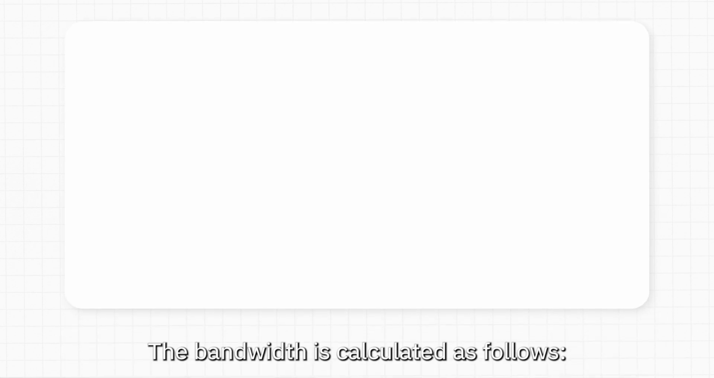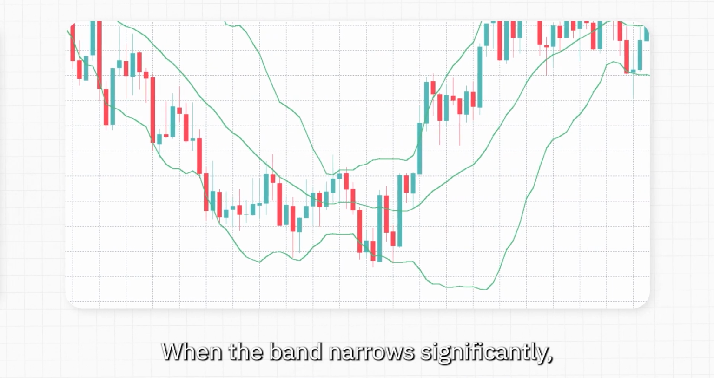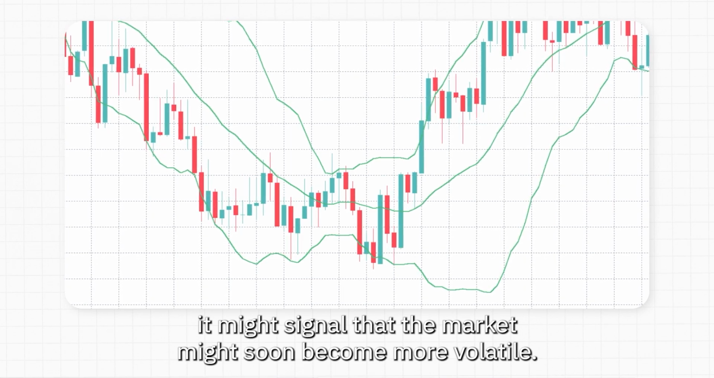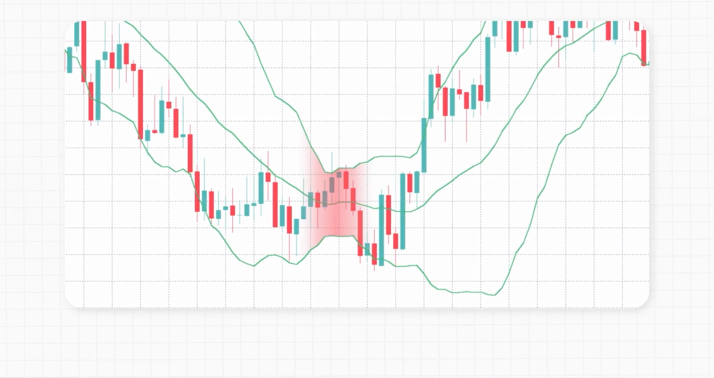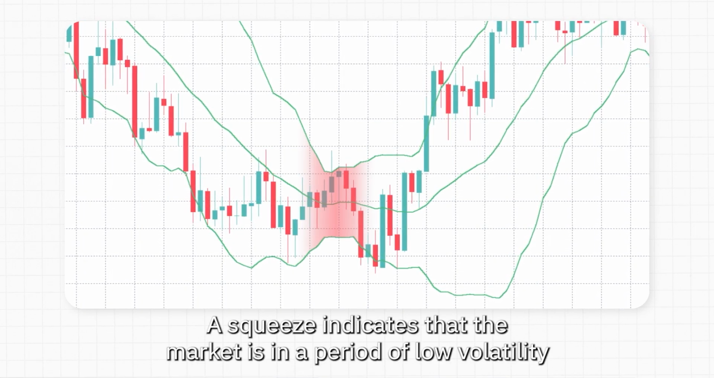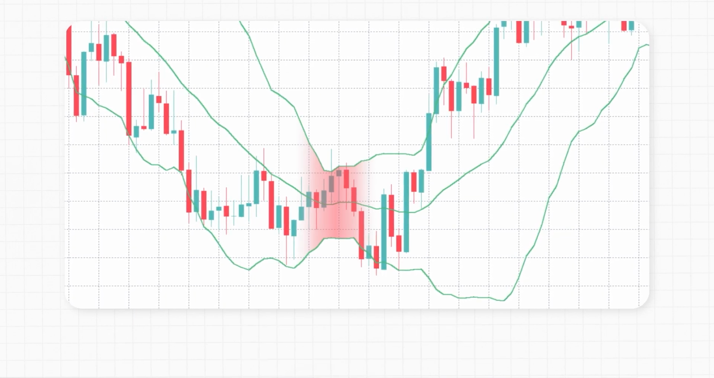The bandwidth is calculated as follows. Bandwidth equals upper band minus lower band, divided by middle band. When the bands narrow significantly, it might signal that the market may soon become more volatile. This is commonly known as a Bollinger Band squeeze. A squeeze indicates that the market is in a period of low volatility and that a breakout, either up or down, may be coming soon.